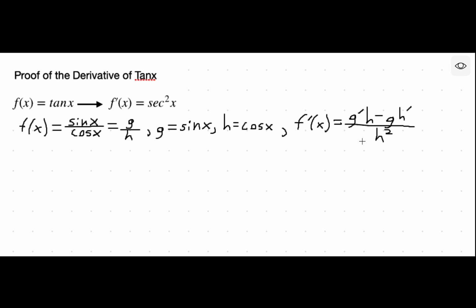So now we can use this formula to find the derivative of tan of x then. So we know our g is going to be equal to sine of x. So now we have to find g prime. So the derivative of sine of x is going to be cosine of x. So g prime is going to be cosine of x. And now the next term is going to be h. So we just have to multiply by the function h, which is cosine of x. So we have cosine of x times cosine of x.